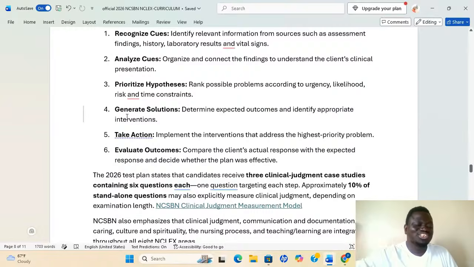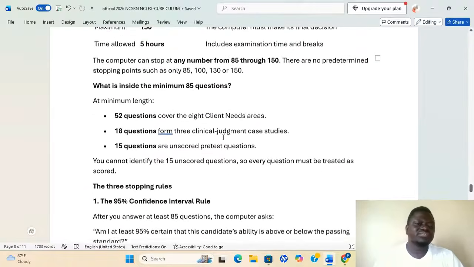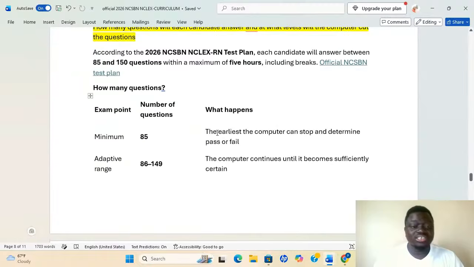Generate solutions. So if you wrote NCLEX and you did not pass, you go and see a topic like this on your test report: generate solutions. Then the implementation on the ADPIE is now changed to take action. So the implementation and the interventions that you address, then the evaluation of the outcome. So everything is here. Everything that you need to know is here.